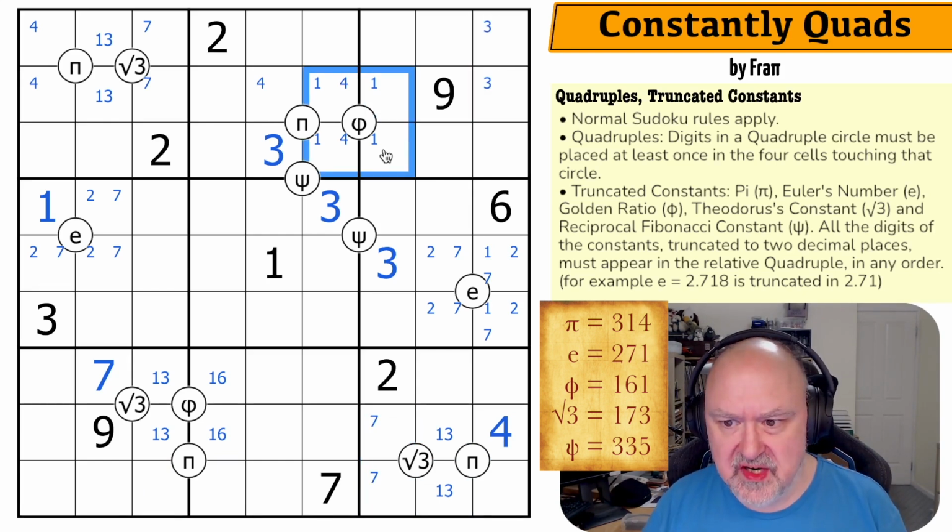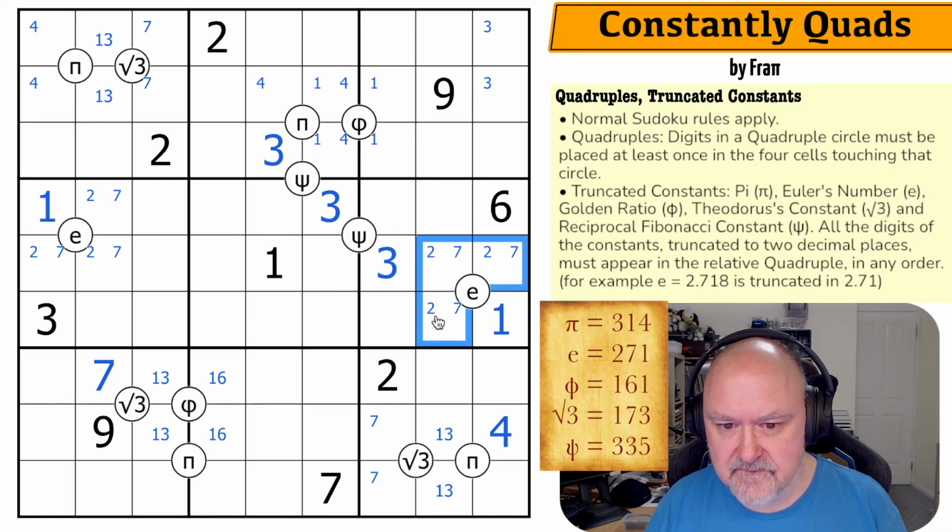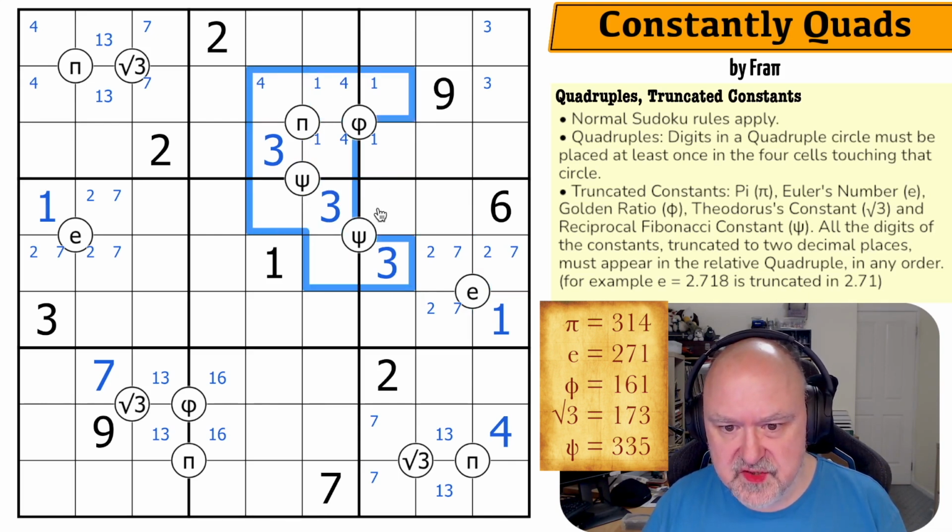So golden ratio was 161. I'm not seeing how to use that yet. 1s and 3s seem to be the most restricted. This one. This isn't the 1. This is the 1. And there's a 2 and a 7 around here. This conglomeration of clues is probably going to be the hardest one to do.